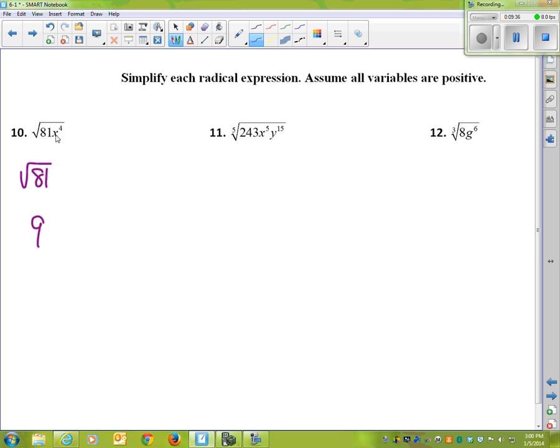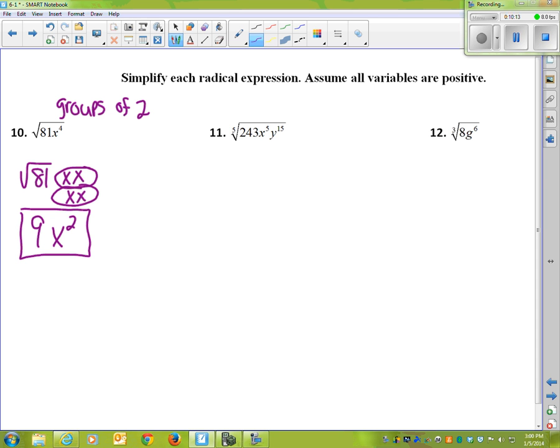If you're looking for the square root of x to the 4th, remember we're going to look for groups of 2. So I take my x to the 4th and put it in groups of 2. There's 2, 2 more makes it 4. There's one group of 2, 2 groups of 2, so I pull out two groups, making it x squared. My solution is 9x squared.